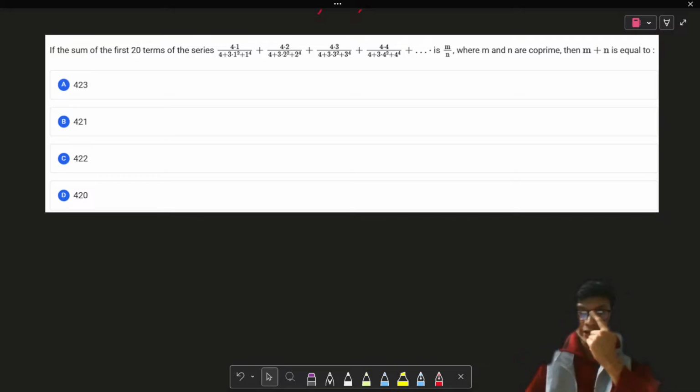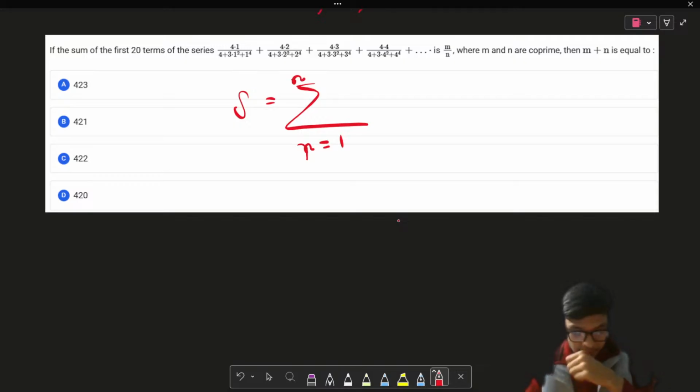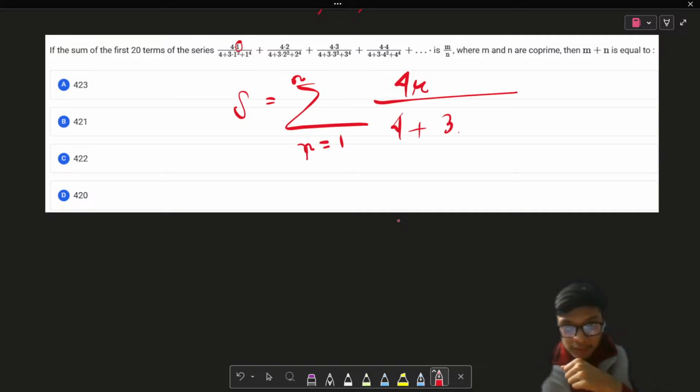First of all, try to write down the given expression in terms of the shorthand notation, that is r going from 1 to n. This can be given as 4r, because you can see these values are basically changing, right? So 4r divided by 4 plus 3r square plus r to the power 4, right? So this is what is given to you.